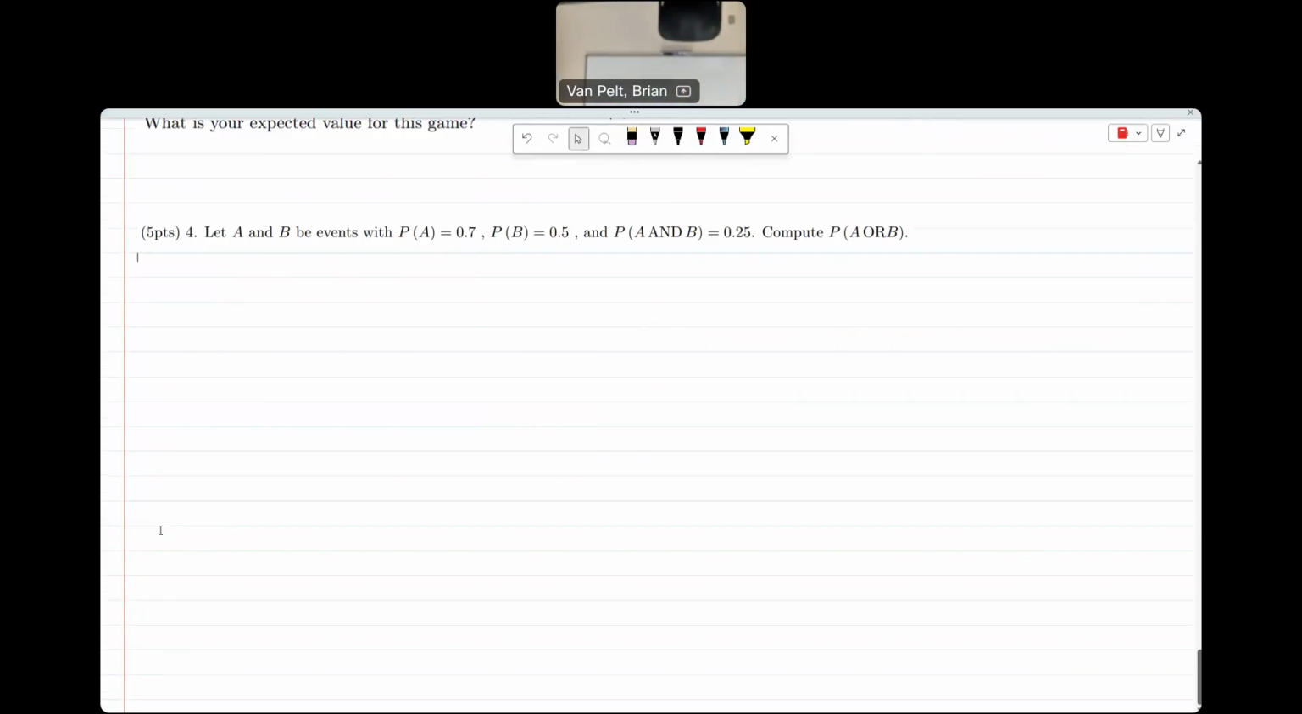See what you remember. I've given you all the information you need to do it. A plus B, minus A and B. That's right. So it goes like this: probability of A or B equals the probability of A plus the probability of B minus the probability of A and B.